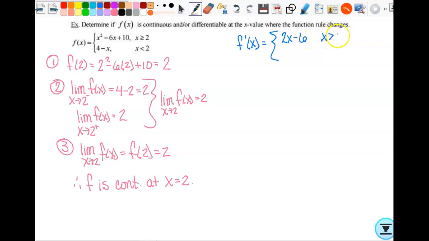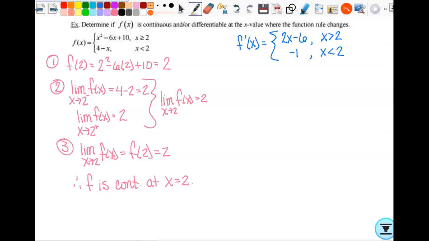And then watch this. I'm putting x is greater than 2. I don't know that it's greater than or equal to. I know that's what this says, but right now it's greater than 2 until we find out some other information. Then I take the derivative of 4 minus x. What's the derivative of 4 minus x? Negative 1. And this is when x is less than 2. Okay, everybody good so far?